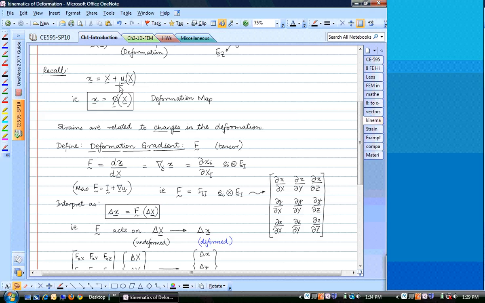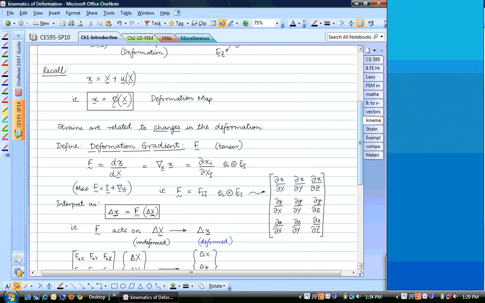Another relationship, if you just go back to here, to this, x is equal to the original location plus the displacement. If you take the derivative of this with respect to big X, what you will get is that the deformation gradient is nothing but the identity plus the gradient of u. So this is another relationship that holds between the deformation gradient and the displacement.